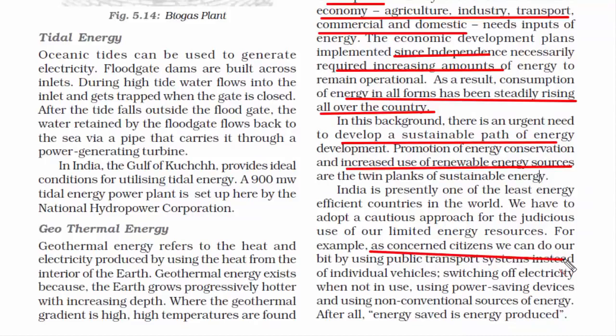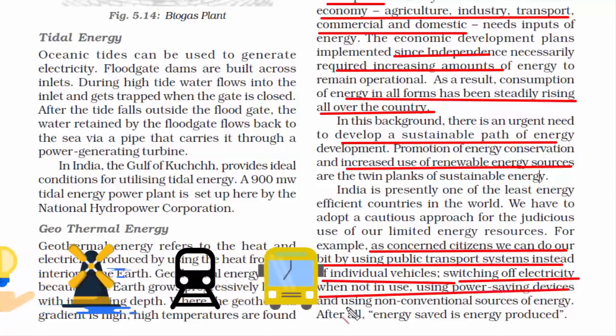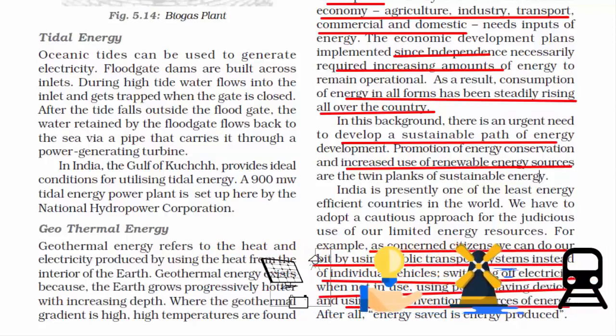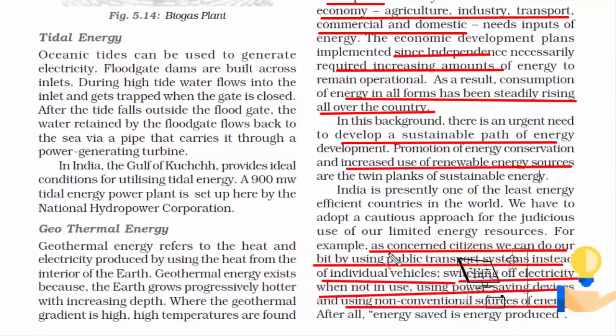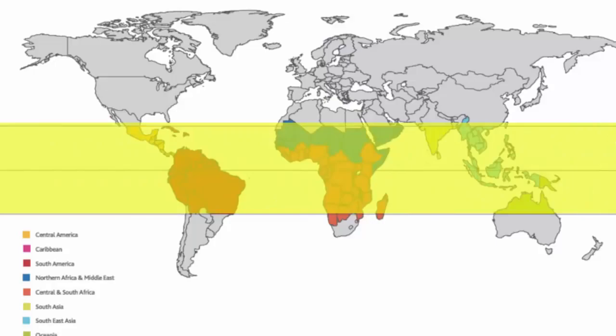And some of the ways that we can save energy is something that we have already heard about. They are using public transport systems instead of individual vehicles, switching off electricity when not in use, using power saving devices, and using non-conventional sources of energy like wind, solar, etc. These are a bit costly, but if we can work on the cost, then India can benefit out of it in a huge way, since India is a tropical country and sunshine is in abundance.